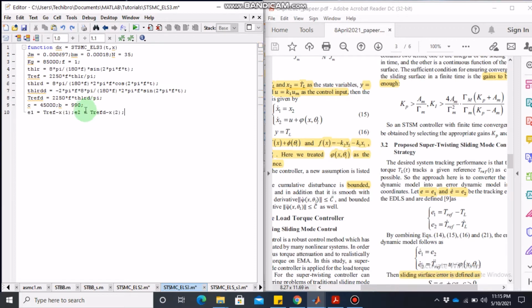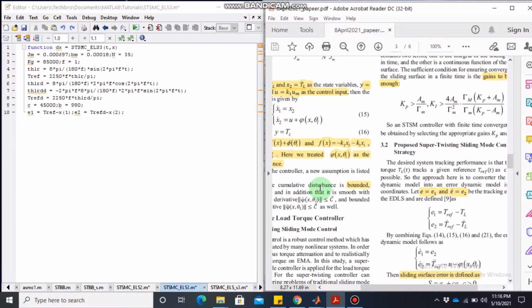So error E1 is t ref minus x1 as given here, and t ref derivative minus x2 is E2. Notice that we have 3 state variables. The first state variable is TL, the second state variable is TL dot, and the third state variable will be the integral part in the control equation that I will show you in a few minutes.